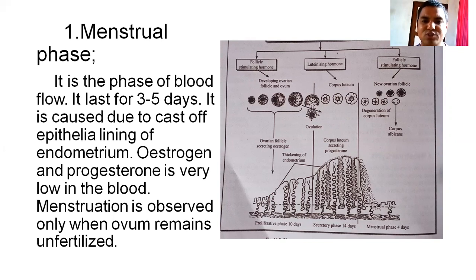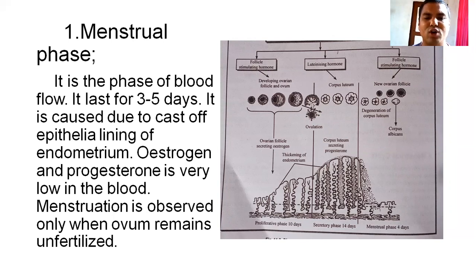The figure shows how the follicle stimulating hormone and luteinizing hormone go up and down, which I am showing here graphically. The proliferative phase, secretory phase, and menstrual phase are also shown here. The menstrual phase occurs for 4 days. You can see there the secretory phase occurs for 14 days, and the proliferative phase occurs for 10 days. All these activities of the ovary are controlled by hormones.